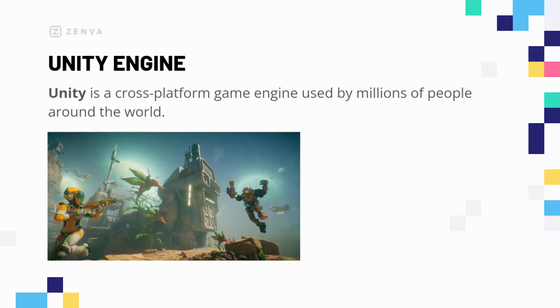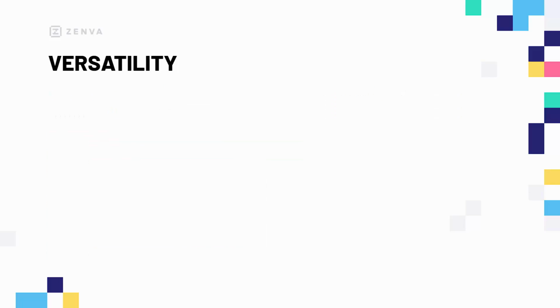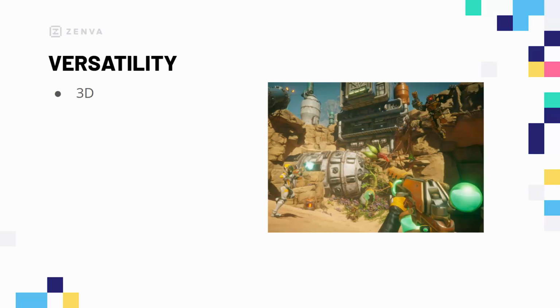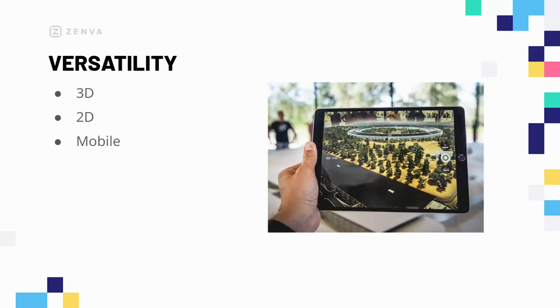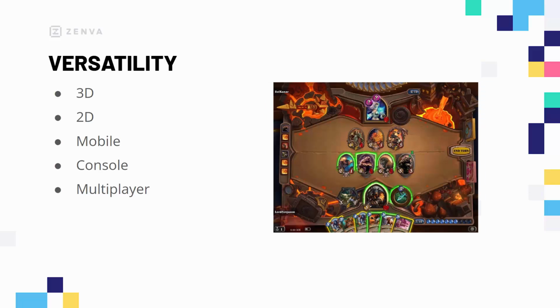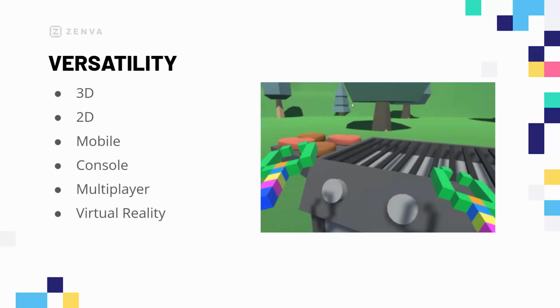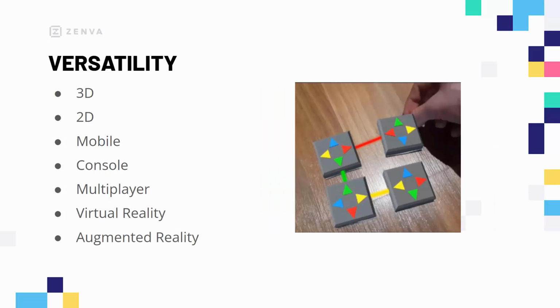Now, Unity is a cross-platform game engine which is used by millions of people around the world. It is the most popular game engine, and more than half of the mobile games you see on the App Store were created using Unity. Unity also is very versatile, and this basically means that we can create any sort of game ranging from 3D to 2D, mobile, console, multiplayer, virtual reality, and even augmented reality games.